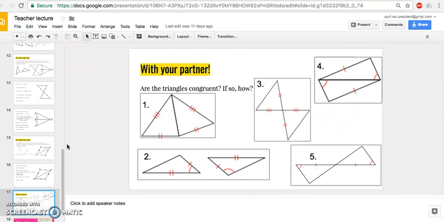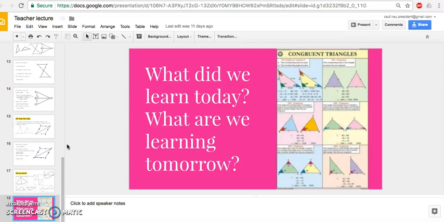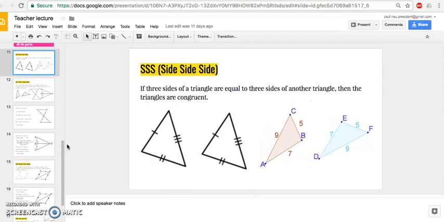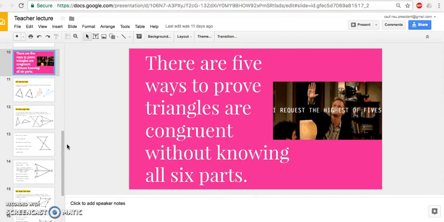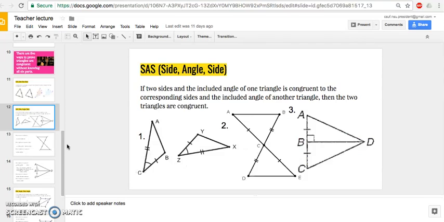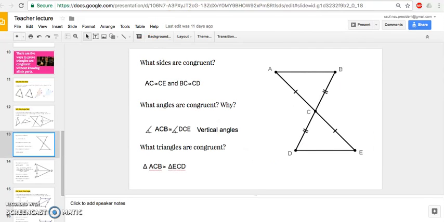Lastly, we do one with a partner. That way they can really bounce ideas back and forth off of each other, and we can use our whiteboards as well to choose which way we want to prove that these sets of triangles are congruent. And then we can go into a preview of what we're going to learn tomorrow, which is finishing up the rest of how to prove triangles are congruent. Like I said, there were 5 ways. We've proven 3 of them. Now we're going to prove 2 more.